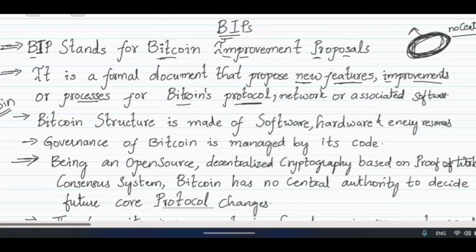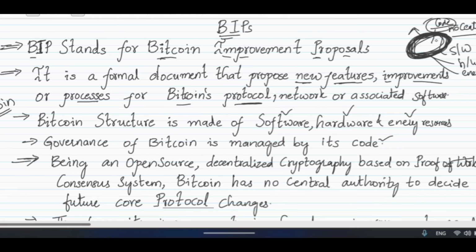Before going into the improvement proposals of Bitcoin, let us know what Bitcoin is. Bitcoin's structure is made up of software, hardware, and energy resources. And the complete governance of Bitcoin is managed by its code, the code which was written in it.